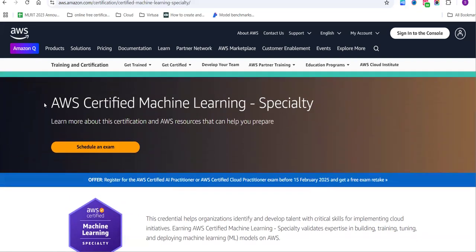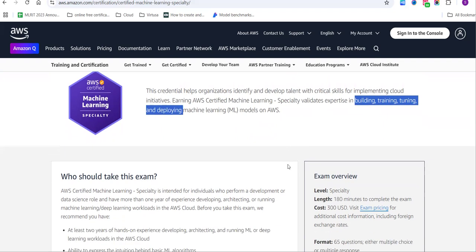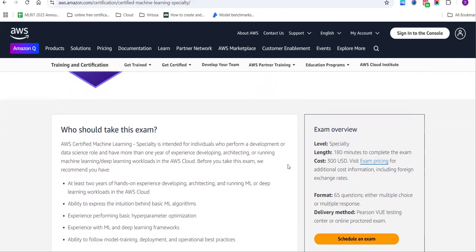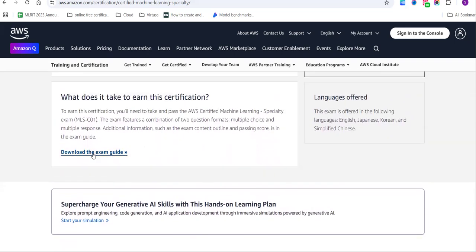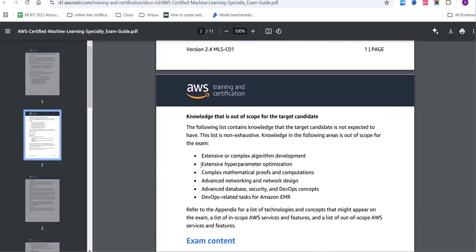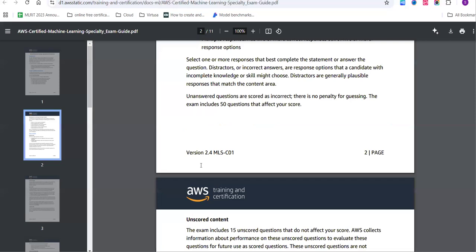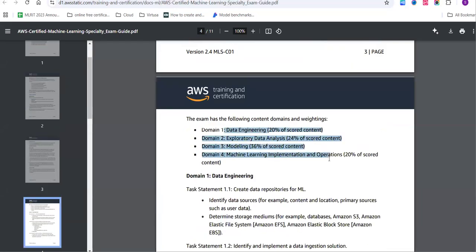So in order to achieve this certification, you must have knowledge of the ML models AWS provides and how to implement these concepts like building, training, deploying, and managing the architecture. So now let's see the syllabus, or let's see the exam guide. This exam mainly concentrates on four major domains. These are the four major domains.